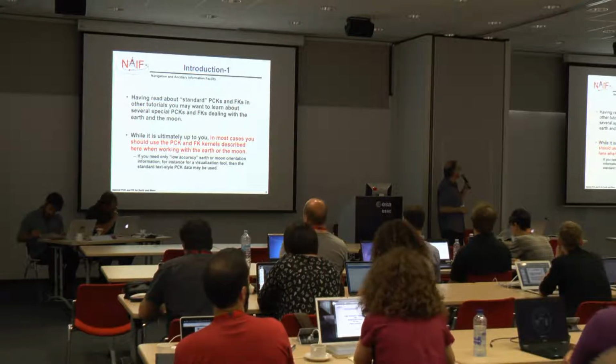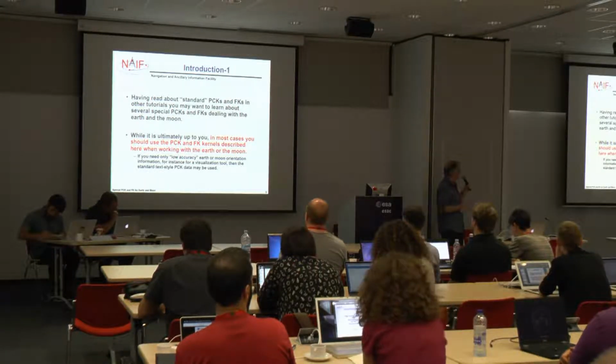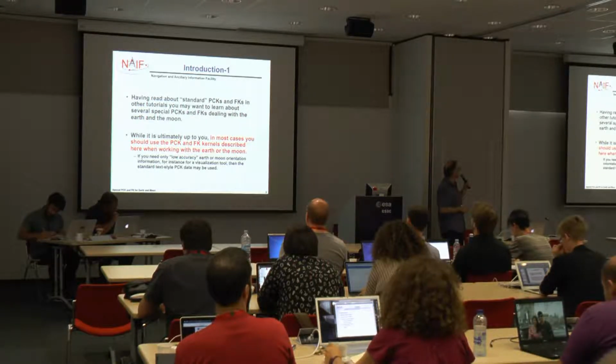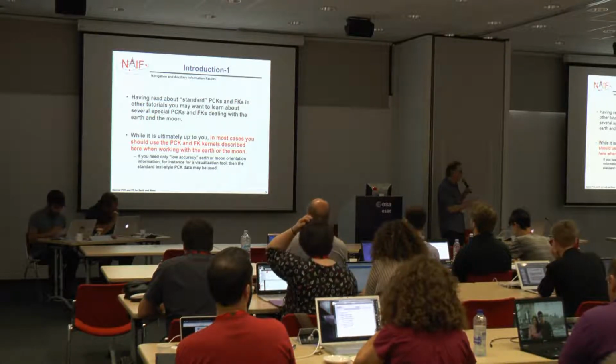In most cases, you should use the PCK and FK kernels described here when working with the Earth or the Moon. If you need only low accuracy Earth or Moon orientation information, for instance, for a visualization tool, then the standard text PCK data may be used.